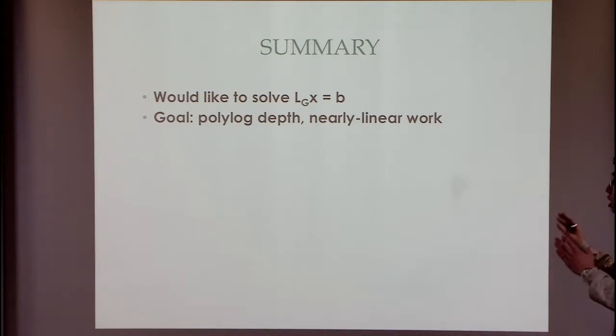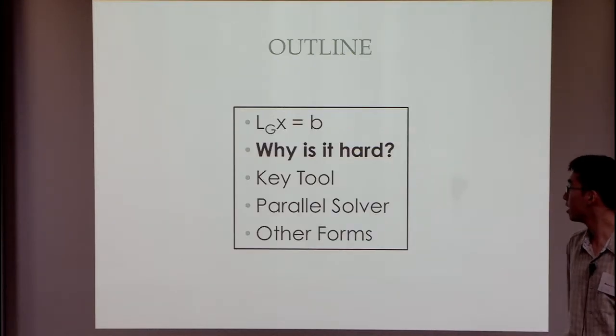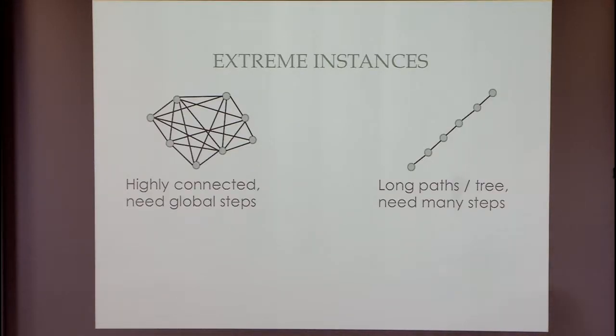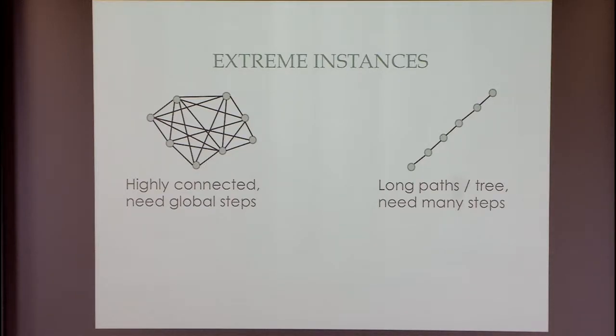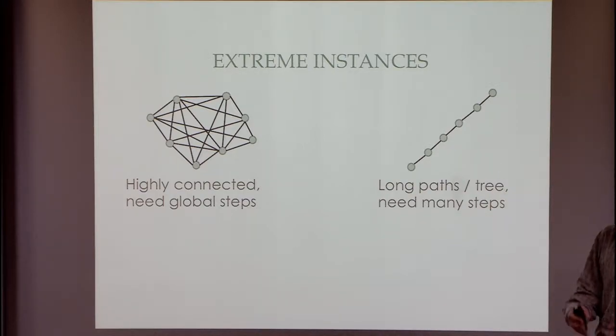So in this talk, I would like to solve the problem of Lx equal to b in polylog depth and nearly linear work. And let me just describe what makes this problem difficult. One way to see the difficulty of linear systems solved in graph Laplacians, as well as just graph algorithms in general, is by considering these two extreme instances. On the left is a highly connected graph. You can think about it as a complete graph, except it's not as nice as a complete graph. Say a random graph with about n log n edges.